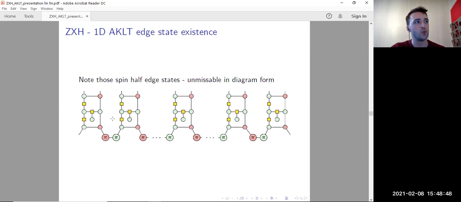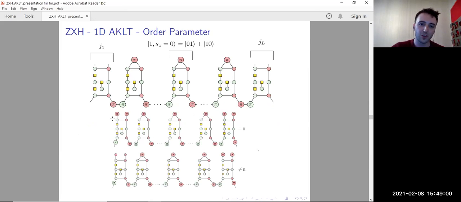You would, of course, draw them in a tensor network diagram, but because you don't have the mathematical guarantees that come with a ZXH diagram, you wouldn't immediately necessarily know, yes, you have those degrees of freedom there to work with. But here, there's no question. Furthermore, we talked about the order parameter earlier, the way of identifying the diluted ferromagnetism.